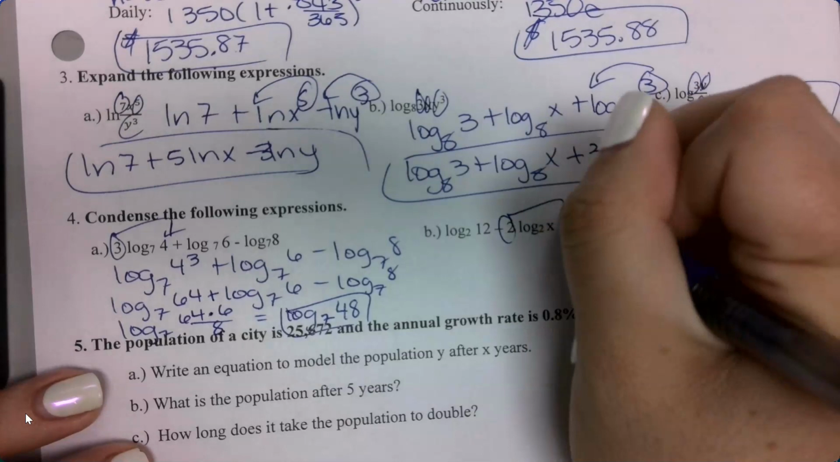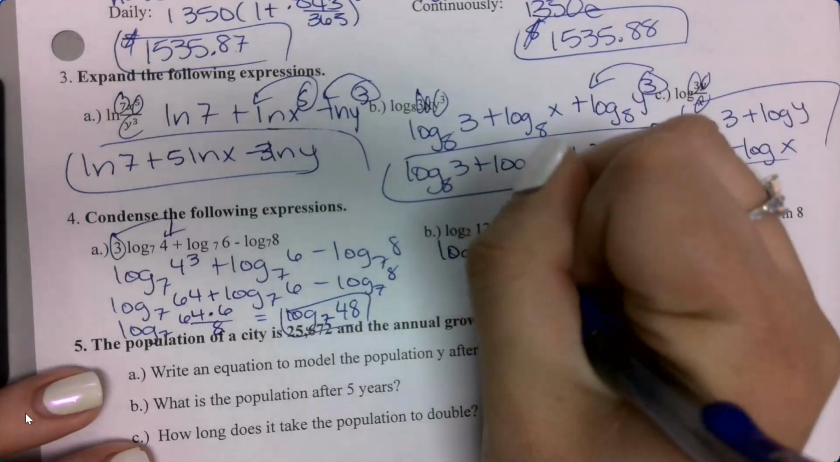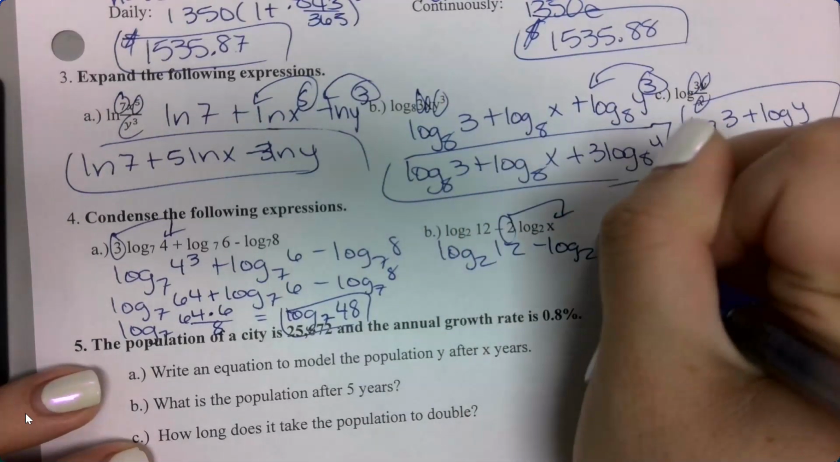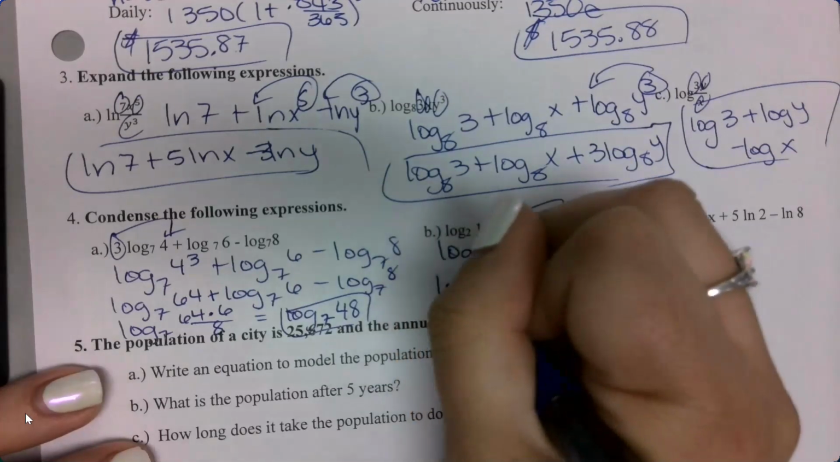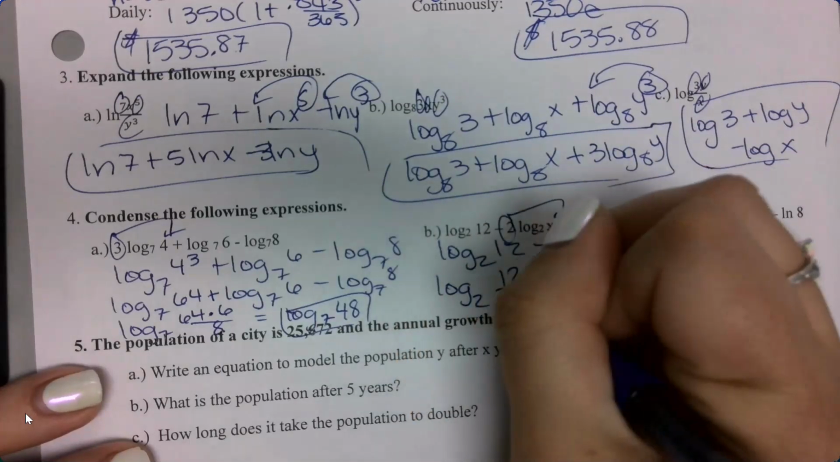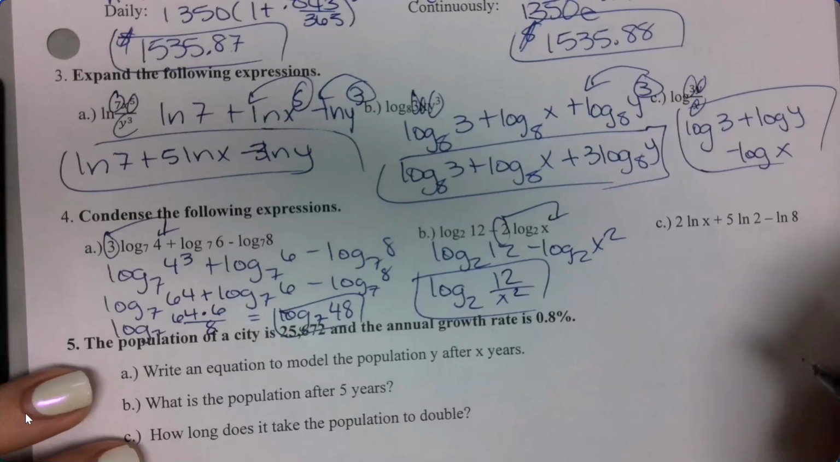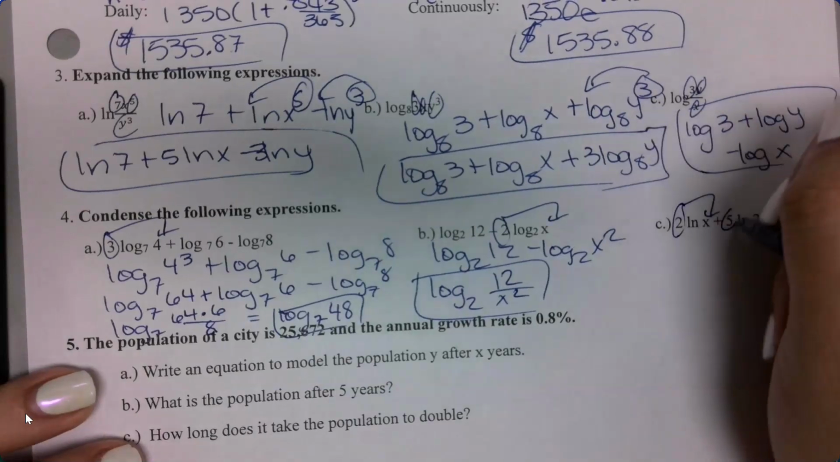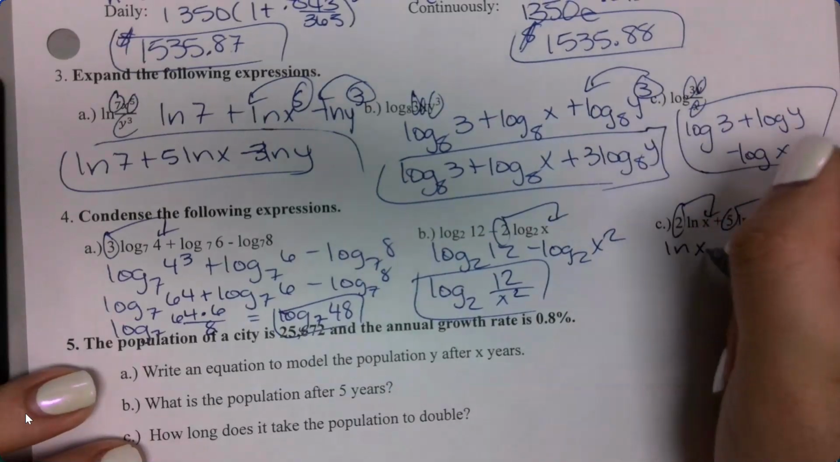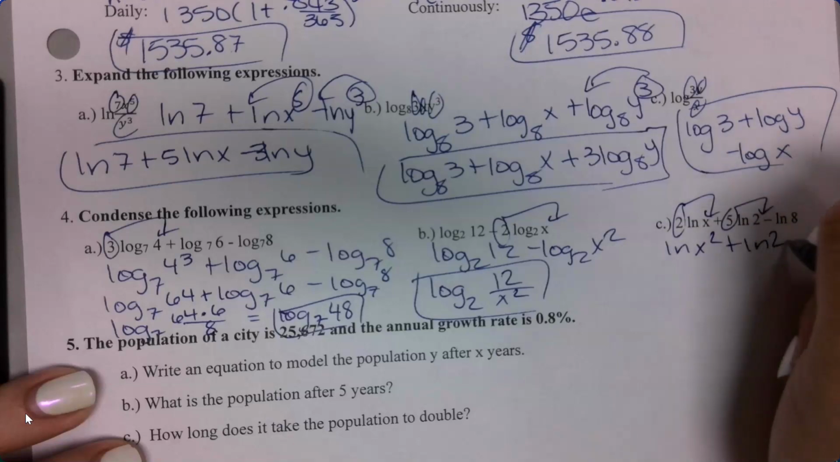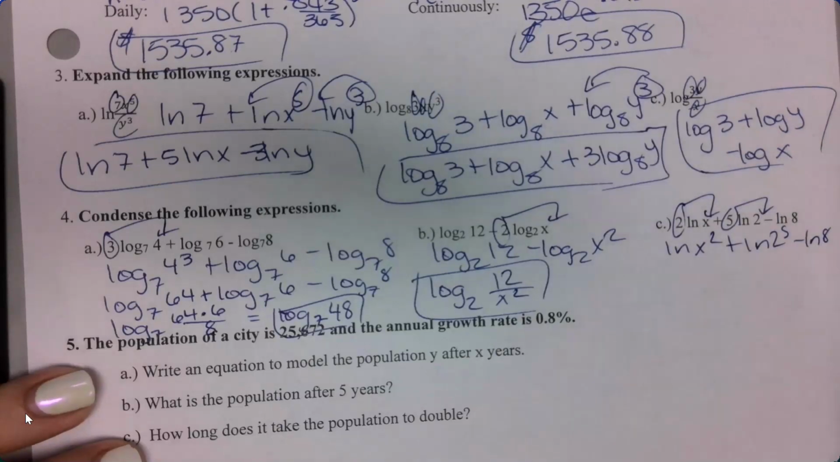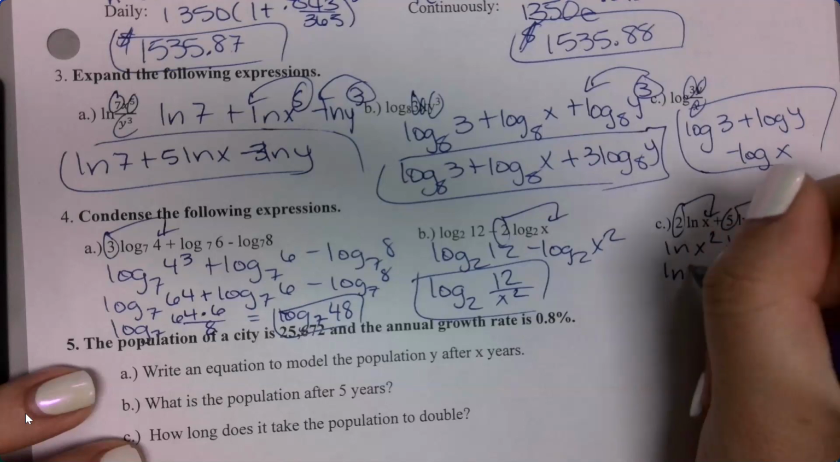Over here, put my exponent back. Log base 2 of 12 minus log base 2 of x squared. Put it together, log base 2, 12 on top, x squared on bottom. Over here, exponent goes on top, so I have ln x squared plus ln 2 to the 5th minus ln 8. 2 to the 5th is 32.